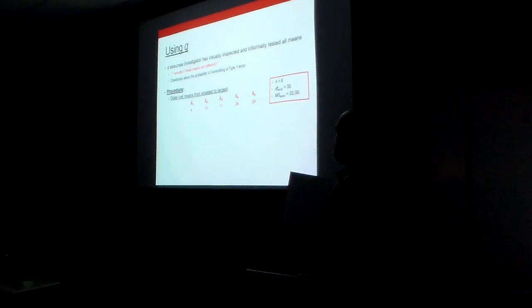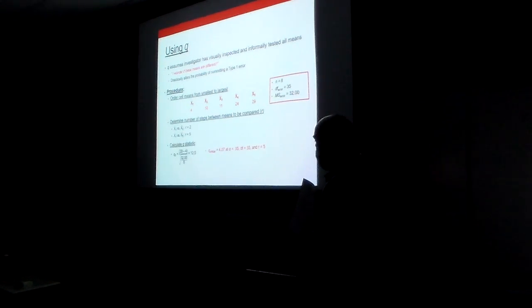So what we would do is take our cell means, order them from largest to smallest, and then determine the number of steps between means to be compared. If I want to compare x1 and x2, that's 2 steps, right? If I wanted to compare x1 and x5, that's going to be 5 steps.